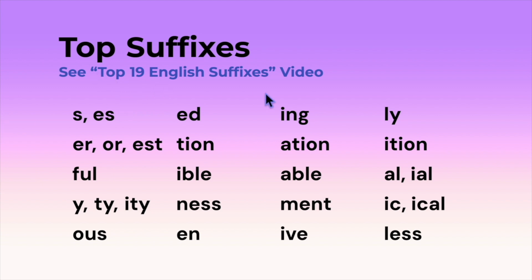Here are the most important suffixes to be able to recognize. They're covered in my top 19 English suffixes video. S and es, ed, t, ing, ly, er, or, est, tion, ation, ish, full, ible, able, al, eal, ity, ness, ment, ic, ical, us, en, ive, and less.